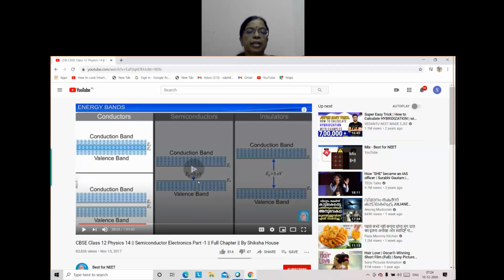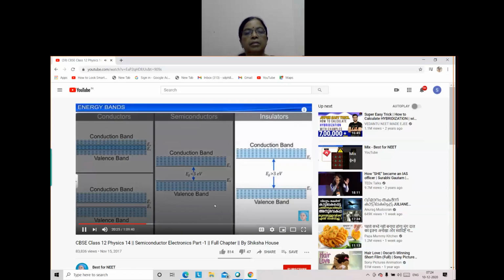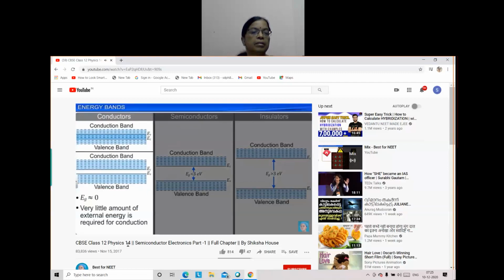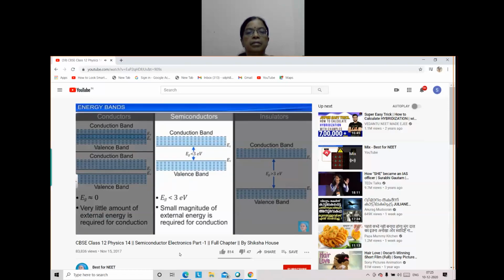It's an important question. Conductors have a very small or nearly zero band gap. Semiconductors have a finite and small band gap of less than 3 electron volt, and insulators have a band gap of greater than 3 electron volt.